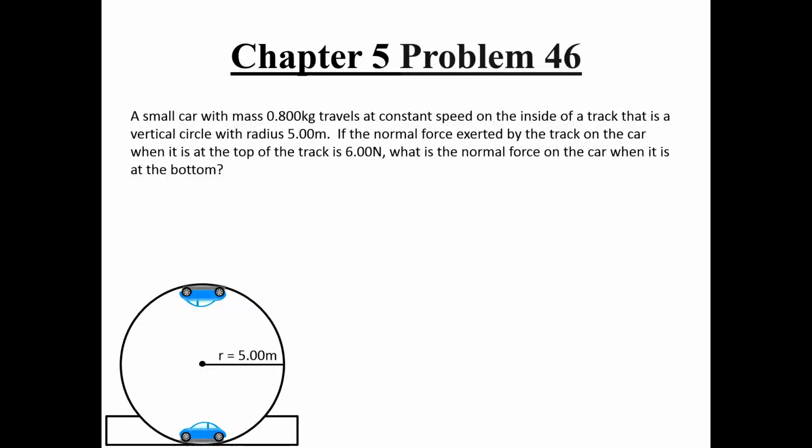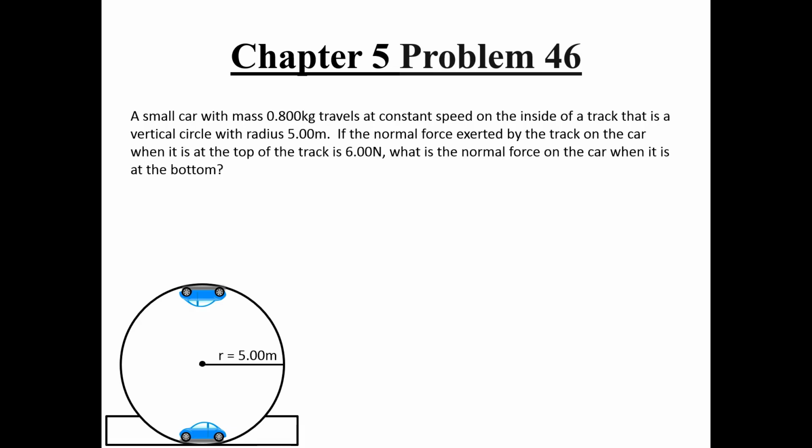This video will cover a solution guide to problem 46 from Chapter 5. A small car with mass 0.8 kilograms travels at constant speed on the inside of a track that is a vertical circle with radius 5 meters. If the normal force exerted by the track on the car when it is at the top of the track is 6 newtons, what is the normal force on the car when it is at the bottom?